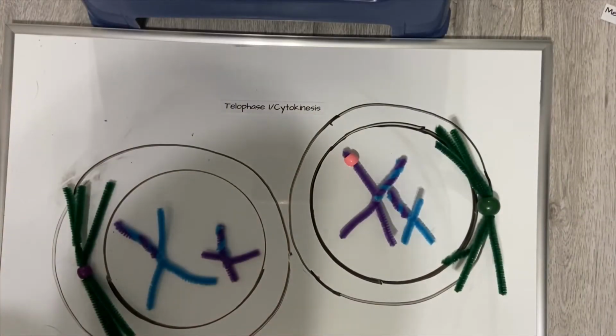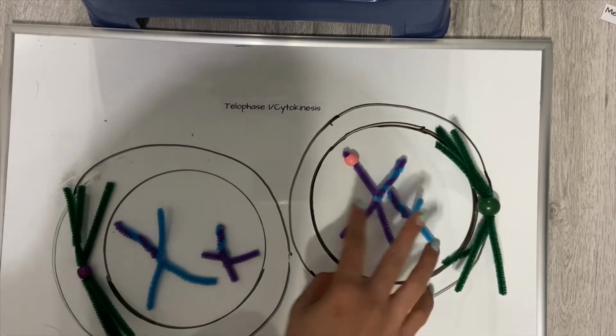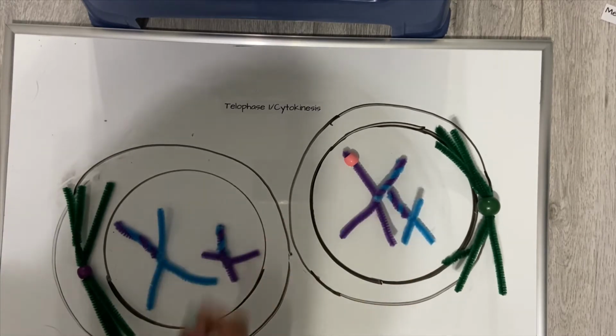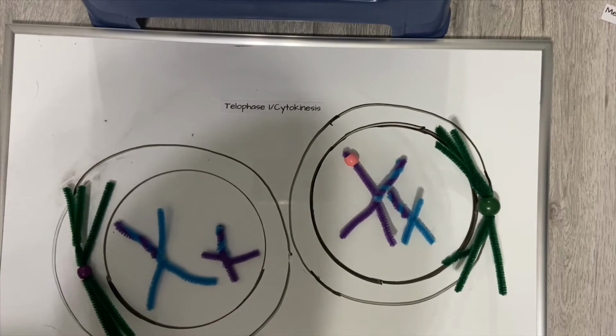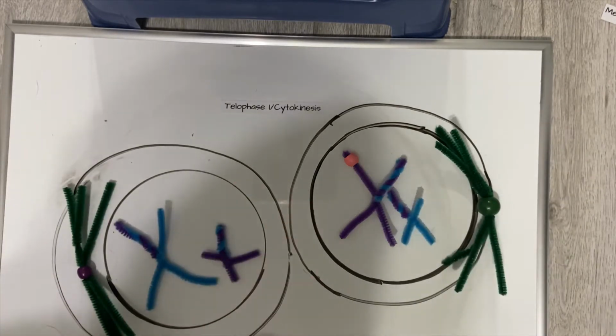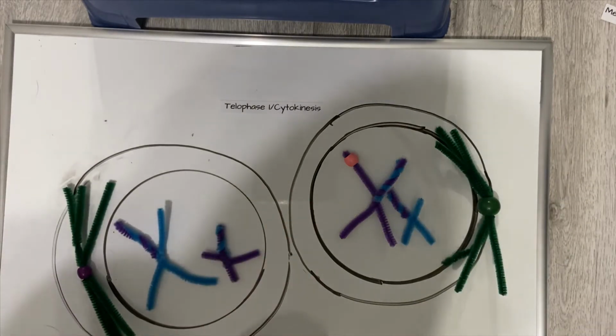During telophase/cytokinesis, a nuclear membrane forms around each cluster of chromosomes. The cytoplasm divides, and the rest of the cell is divided to create two new cells, finishing meiosis 1.